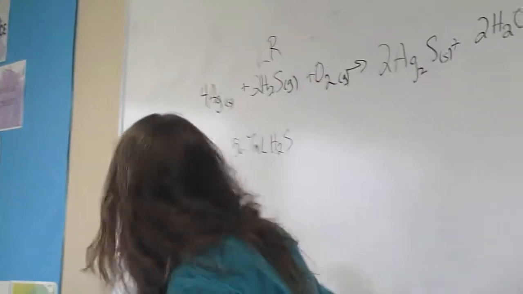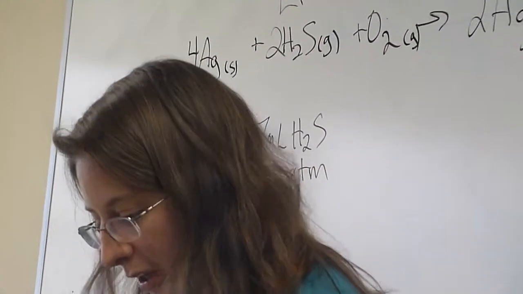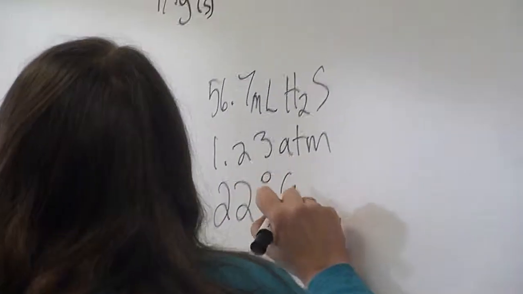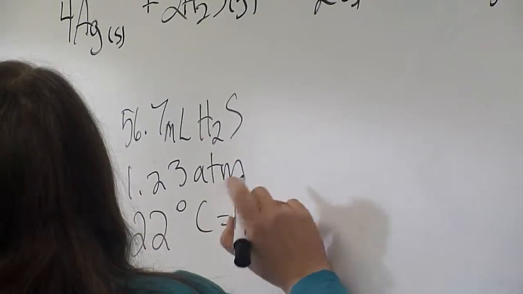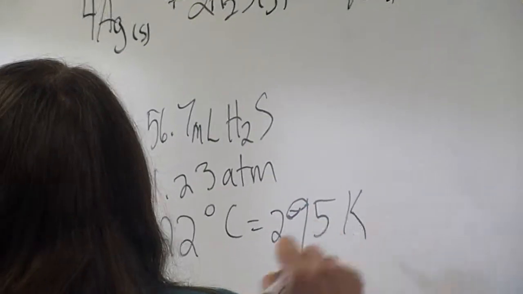at 1.23 atmospheres, so a little bit of pressure there, 22 Celsius, which is what, Josh? 975? Oh, it's 295. 295 Kelvin. 975 Kelvin would be something else.